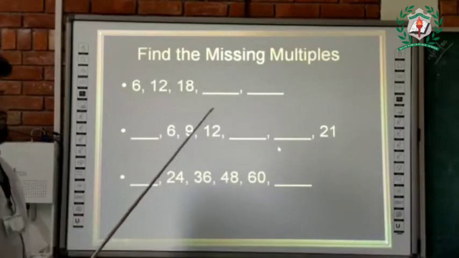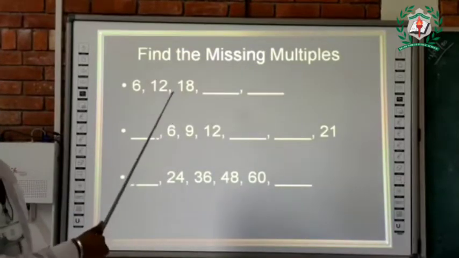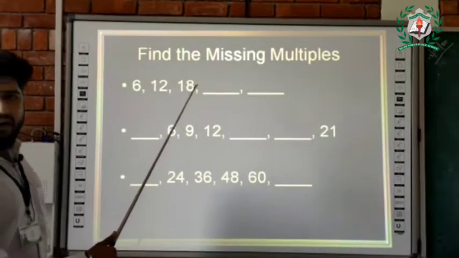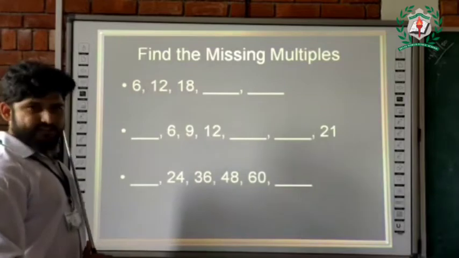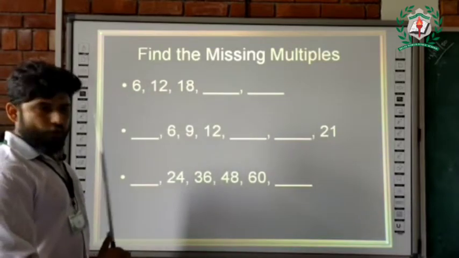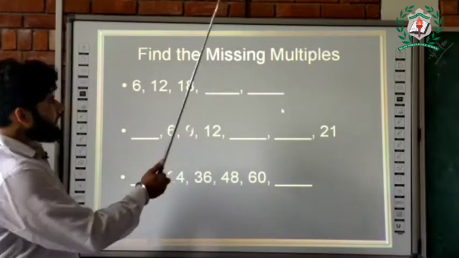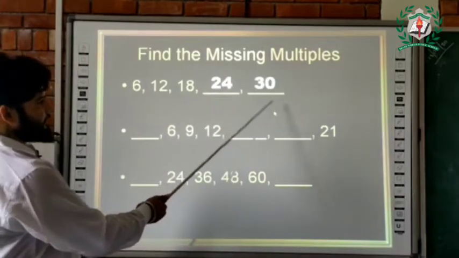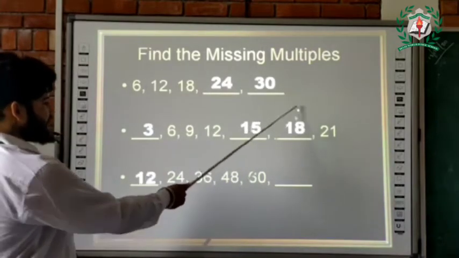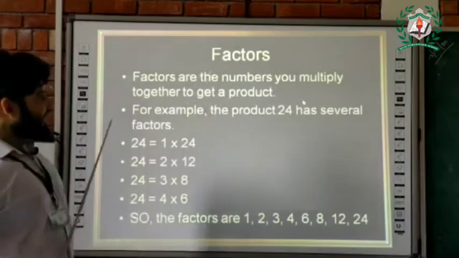Find the missing multiples. Just note down the questions you have to do in your homework. This is the homework question. Note it down fast or take a screenshot. Okay. Let's move on. These are the answers. See, you can match the answers. This is the homework.